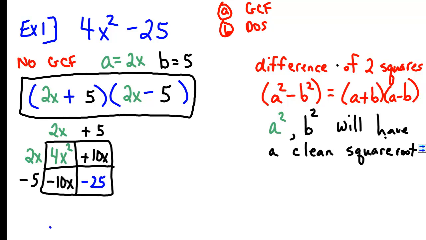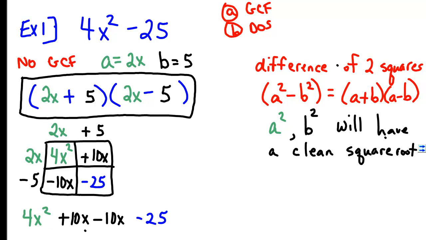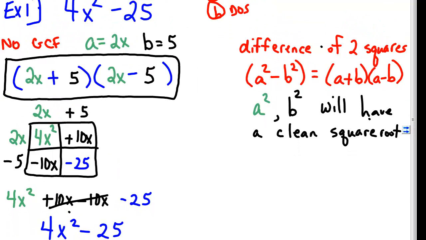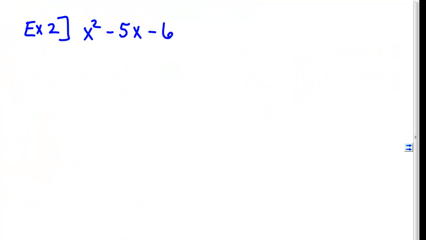You check by multiplying them together. I use the box method here. And we get 4x squared plus 10x minus 25. The 10x's cancel, and that leaves 4x squared minus 25. Next problem, example 2, x squared minus 5x minus 6.